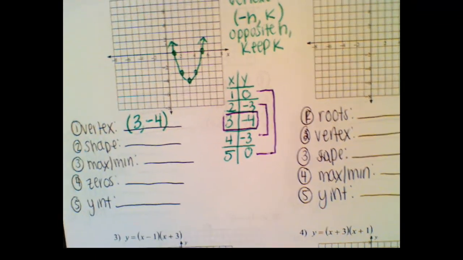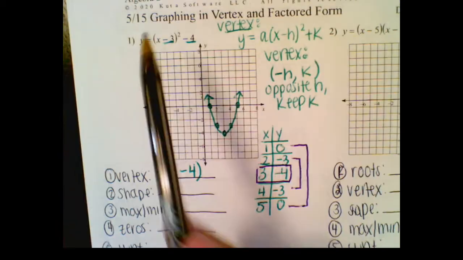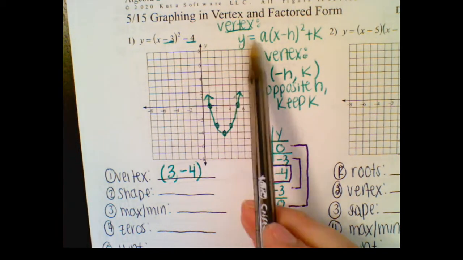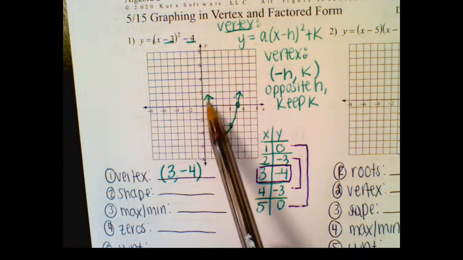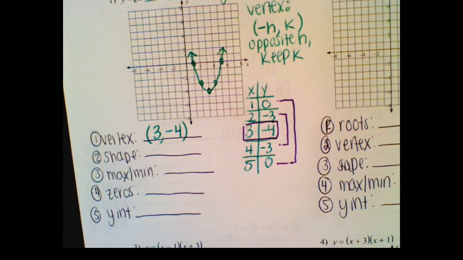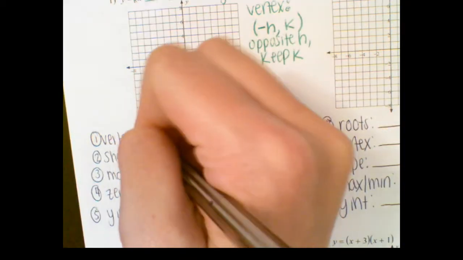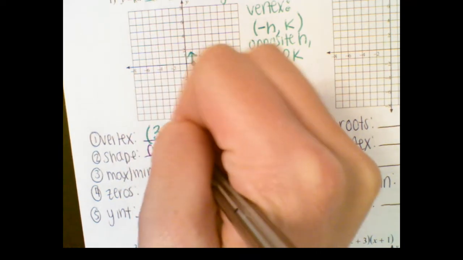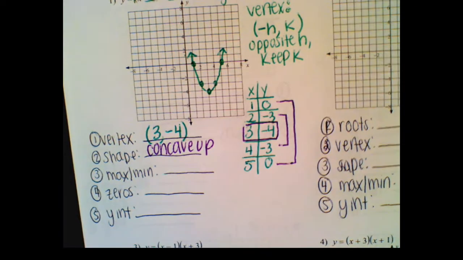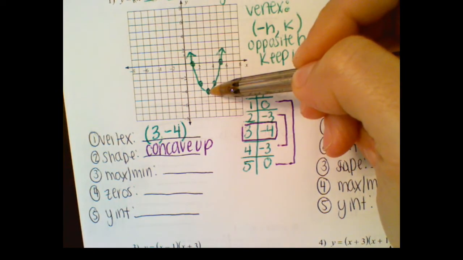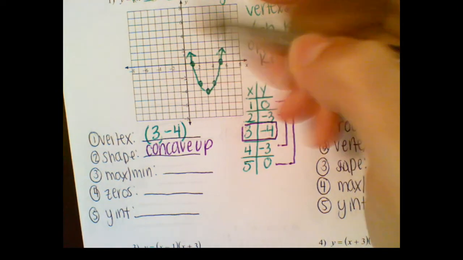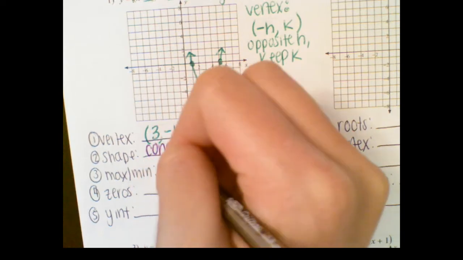So now when I'm looking at the shape, well, there's no a. See how there's an a here? There's nothing, so that means it's positive. That means it's concave up. And if I look at my graph, it is concave up. So I can write concave up. Do I have a maximum or a minimum? Well, I have a low point. My graph opens up. It's a low point. I have a minimum.